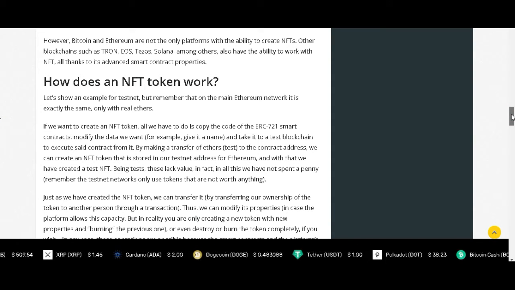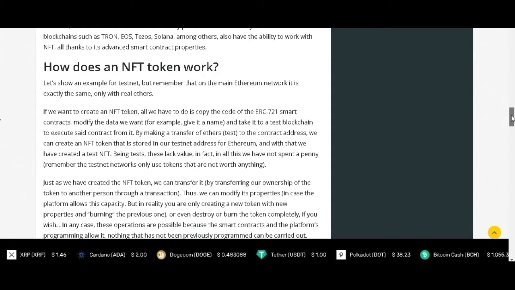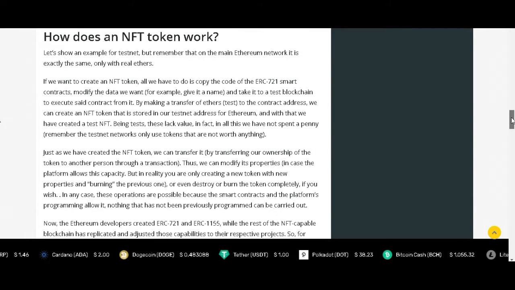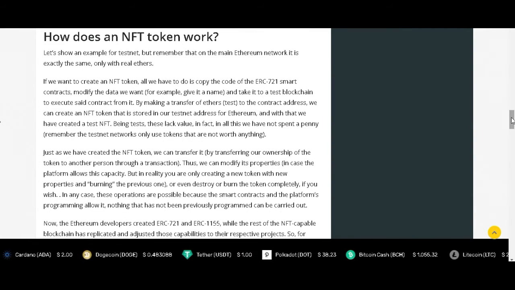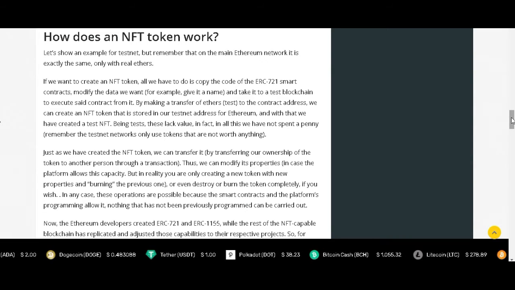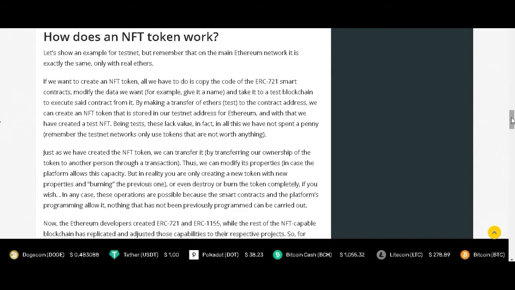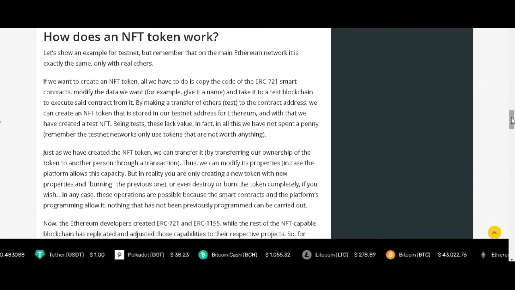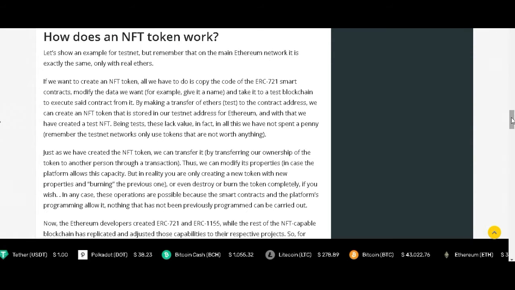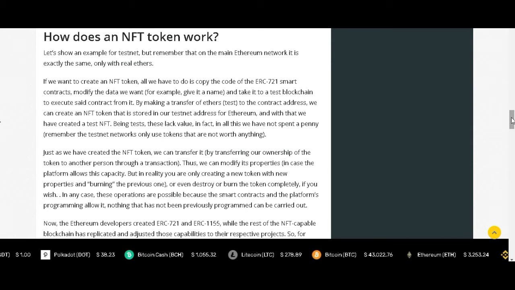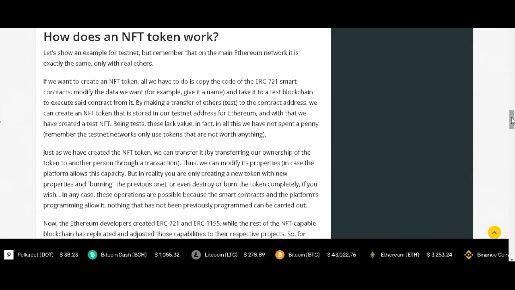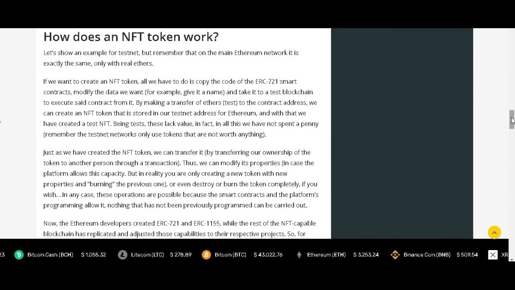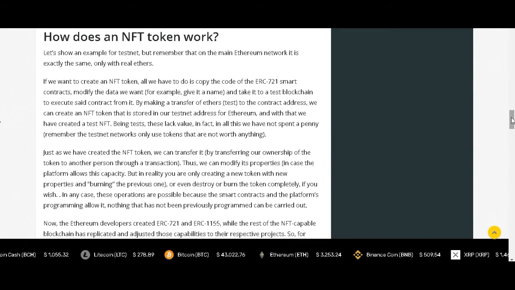Let's show an example for testnet, but remember that on the main Ethereum network it is exactly the same, only with real ethers. If we want to create an NFT token, all we have to do is copy the code of the ERC-721 smart contracts, modify the data we want, for example, give it a name, and take it to a test blockchain to execute said contract from it. By making a transfer of test ethers to the contract address, we can create an NFT token that is stored in our testnet address for Ethereum, and with it we have created a test NFT.